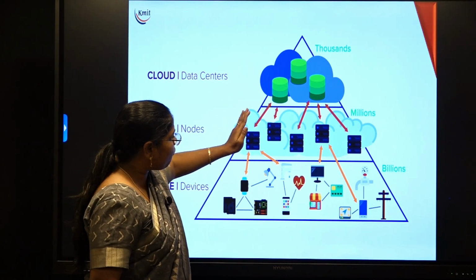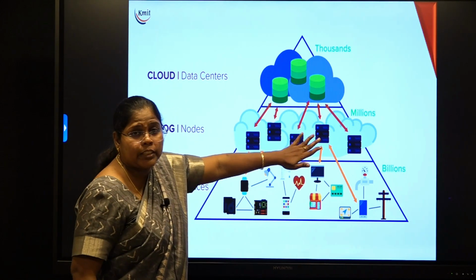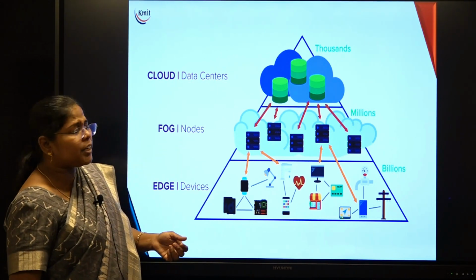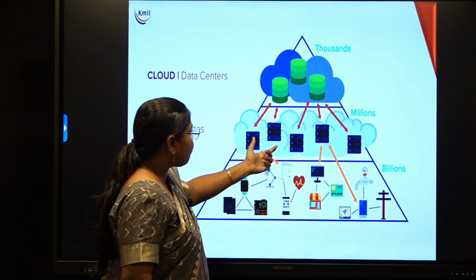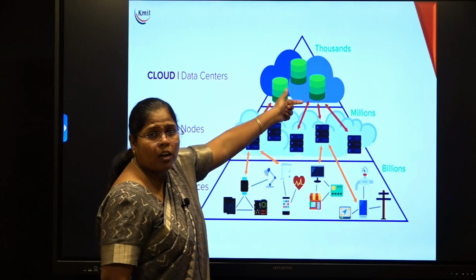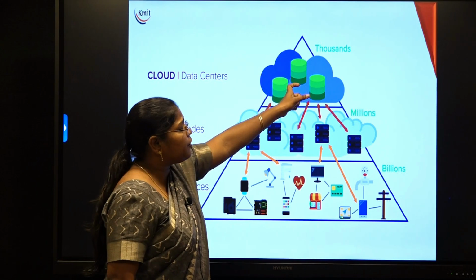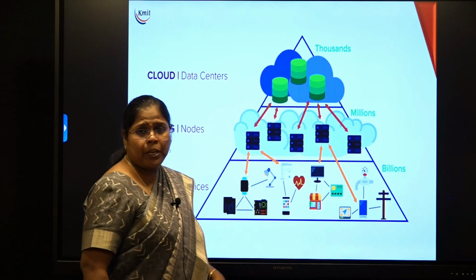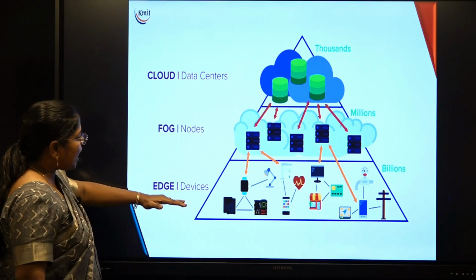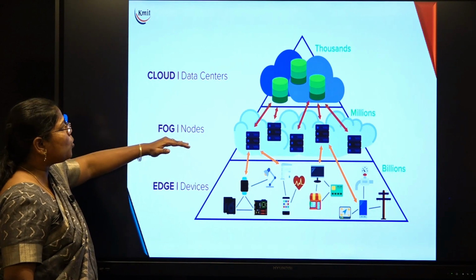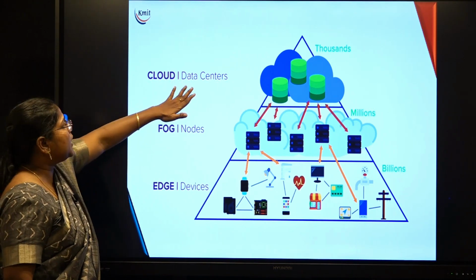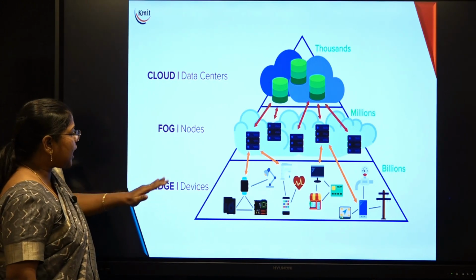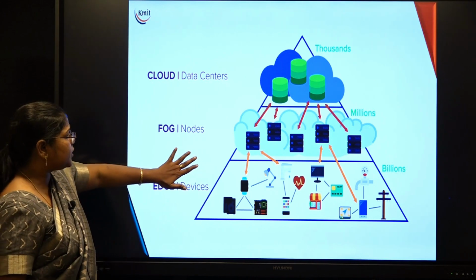Fog means a group of connected nodes. The node should be connected to a cloud. Clouds can be different clouds where we are storing all the data in databases. So, we have edge devices, we have the nodes, and we have the data centers. The data centers can be a cloud, nodes can be a fog, and devices can be edge devices.